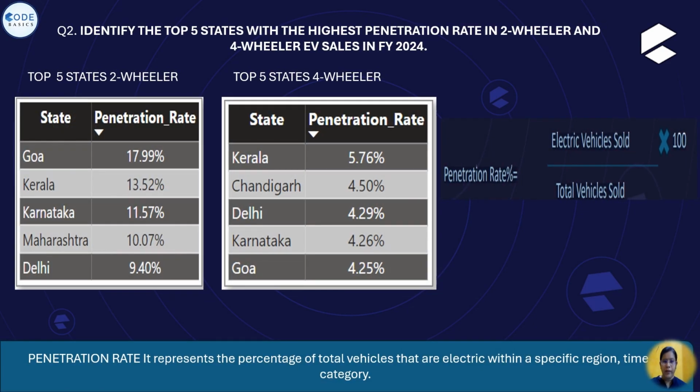Identify the top 5 states with the highest penetration rate in two-wheeler and four-wheeler EV sales in the fiscal year 2024. Now, penetration rate percentage is equal to the electric vehicles sold divided by the total vehicles sold multiplied by 100. Here we can see that the top 5 states are Goa, Kerala, Karnataka, Maharashtra, Delhi. And in case of four-wheeler, here we have Kerala, Chandigarh, Delhi, Karnataka and Goa.